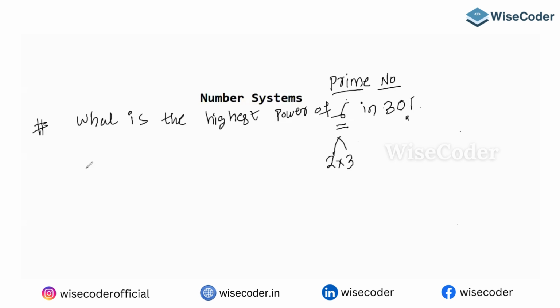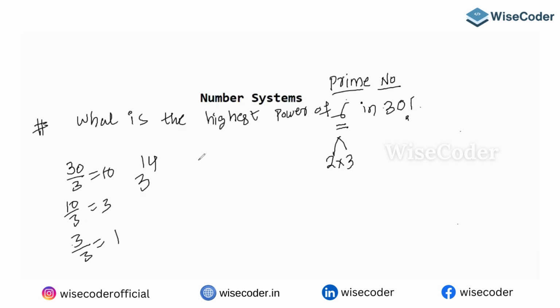I hope we have just calculated this. Okay, the highest power of 2 and the highest power of 3. Let me calculate for 3. For the highest power of 3, 30 by 3 is 10. 10 by 3 is 3. 3 by 3 is 1. So the highest power of 3 is 14.